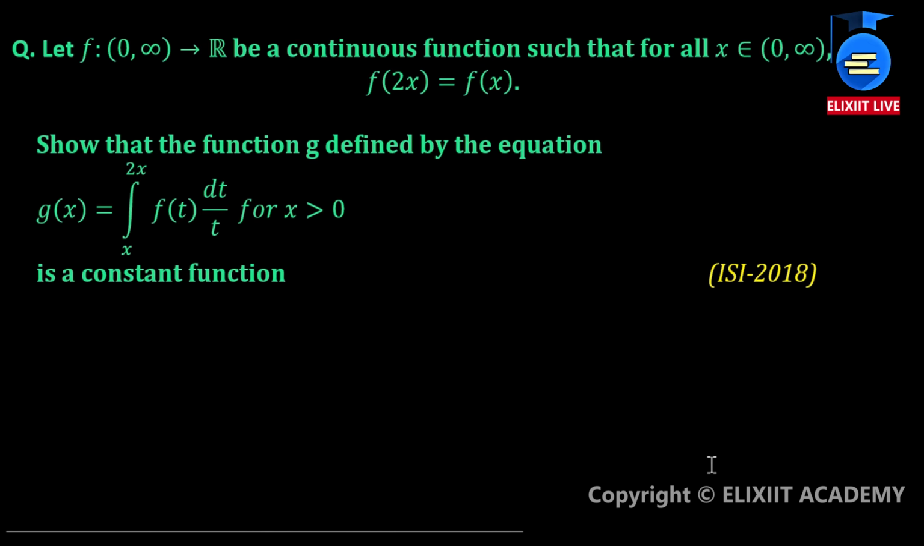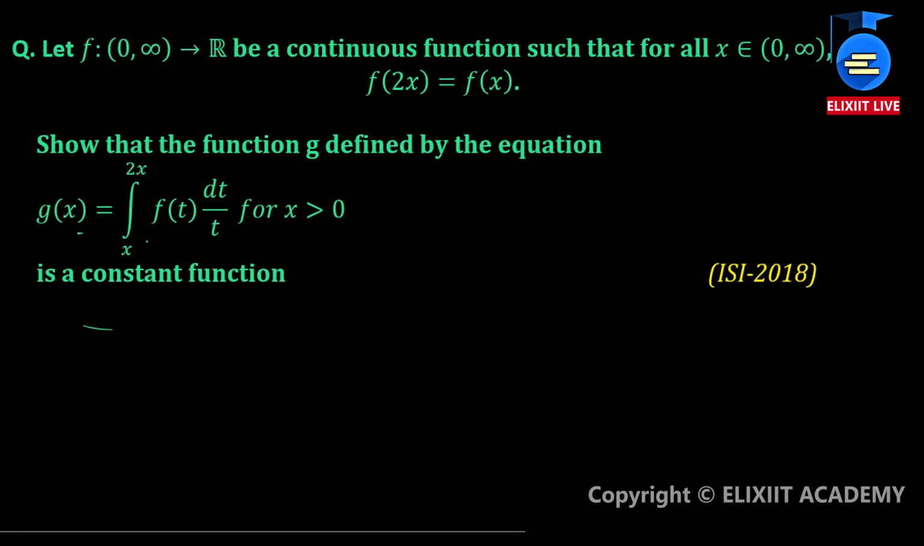Okay, let's do this problem from ISI 2018. Read this. F is a function from 0 to infinity to R. It is a continuous function such that for all x belongs to 0 to infinity, f of 2x is given to be f of x. You have to show that the function g defined by this equation, g of x is integration from x to 2x of f of t into dt by t, for x greater than 0. You have to show that this is a constant function.